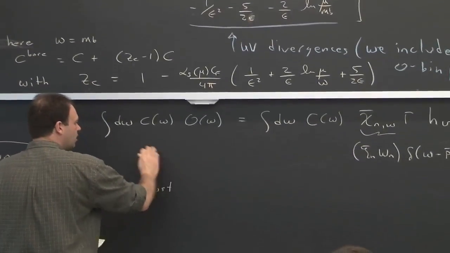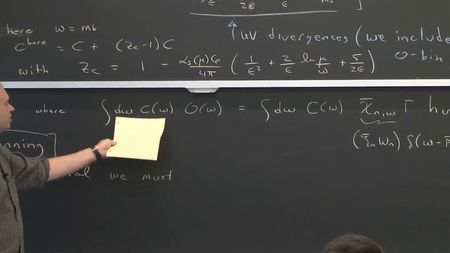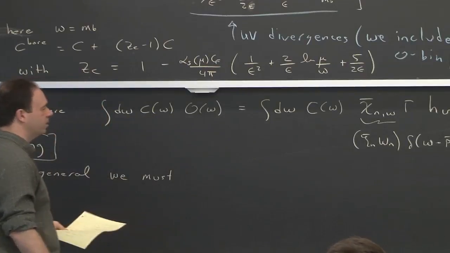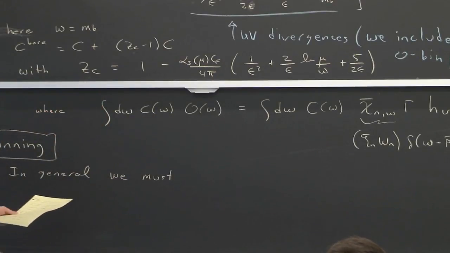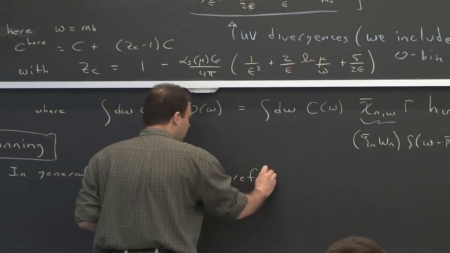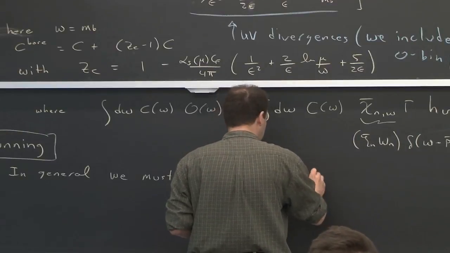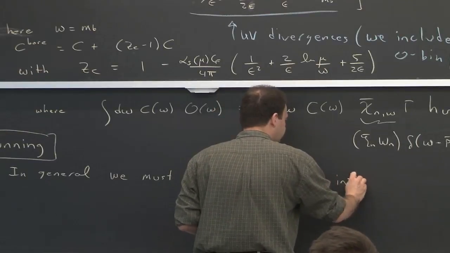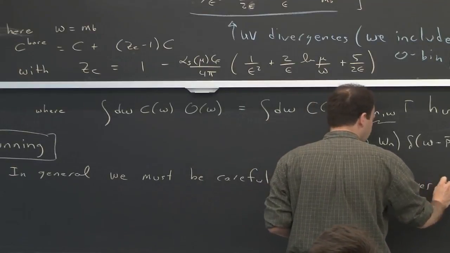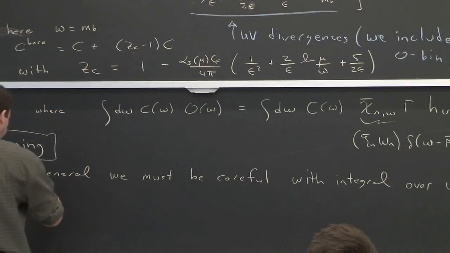So in general, you're going to have this structure. Some integral, some Wilson coefficients that depend on some omegas, could be more than one of them, and then some operator that has some delta functions in it that pick out those omegas. And because of that integral, in general, you have to be careful, because that integral could also play a role in the renormalization.